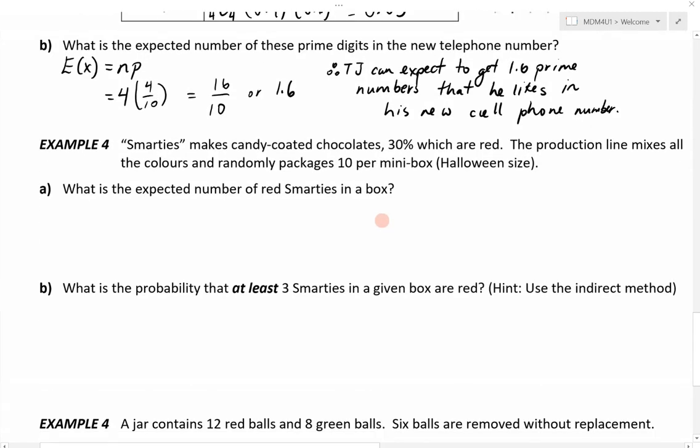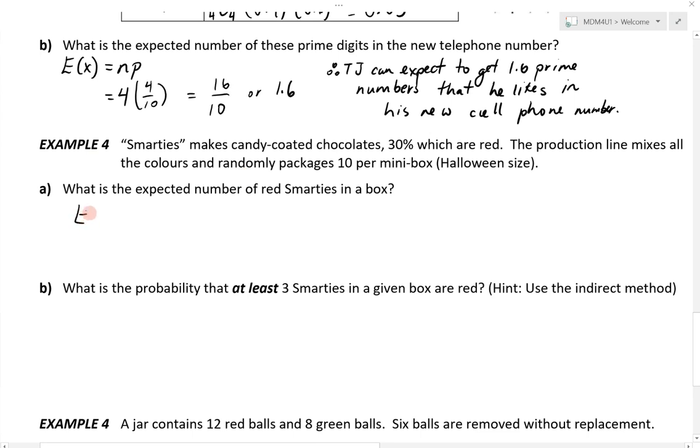Example 4. Smarties make candy-coated chocolates, 30% of which are red. The production line mixes all the colors and randomly packages 10 per mini box, Halloween size. What is the expected number of red Smarties in a box?